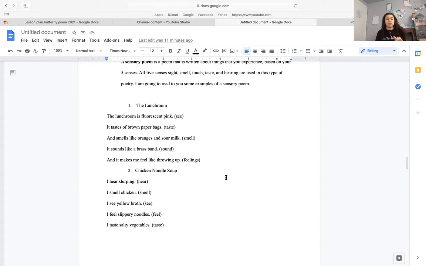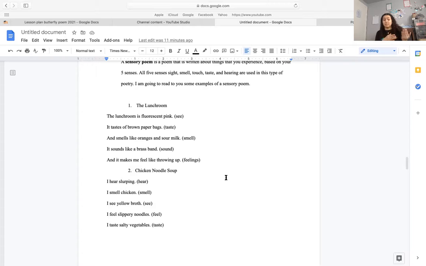Here we see in the second one a more kind of structured format. We see I hear, I smell, I see, I feel, I taste, and we're going to get practice using that format too. But I want you to know that it doesn't have to be like that. So like in our first one, the lunchroom is fluorescent pink. They didn't say I see, but you can tell that that's the sense they're using because it was what you would see in a lunchroom.